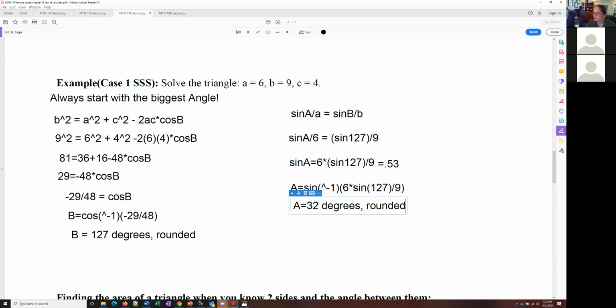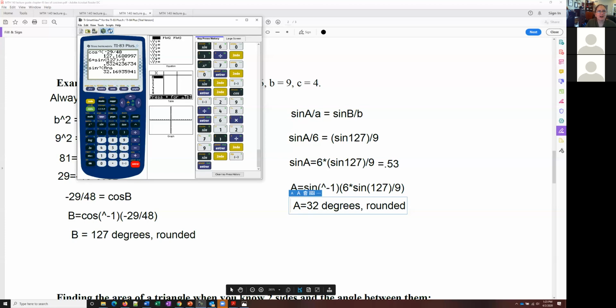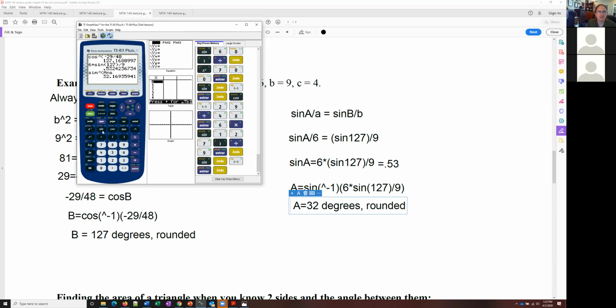Can I simplify it before I do my inverse sine? I did simplify it before I did my inverse sine. Is that what you were asking about? Like I punched it in first? So here, I worked it out, and then I did my inverse sine, just to not have to go back and forth quite so much. But I could do it all at once. I could do the inverse sine of 6 times the sine of 127 divided by 9 all at once. And it would come out to be the same thing.